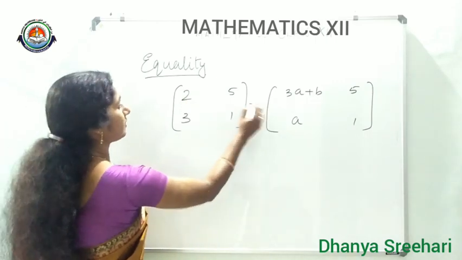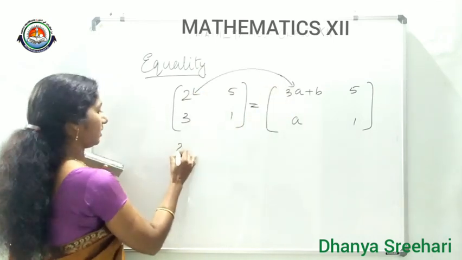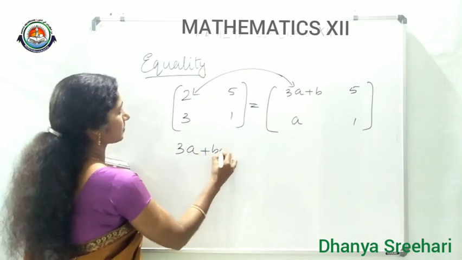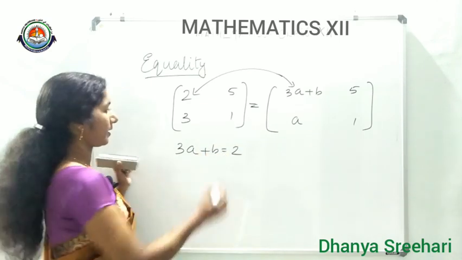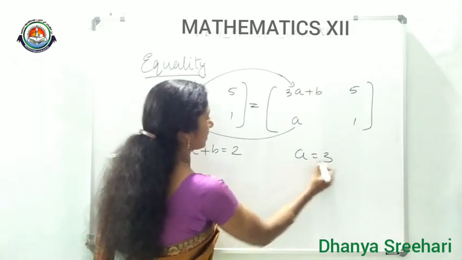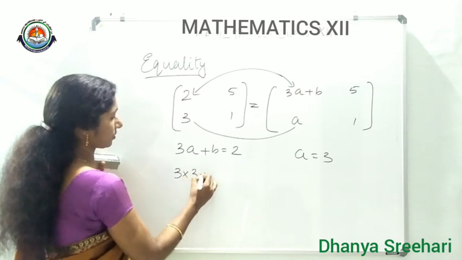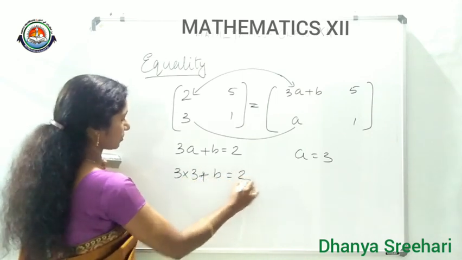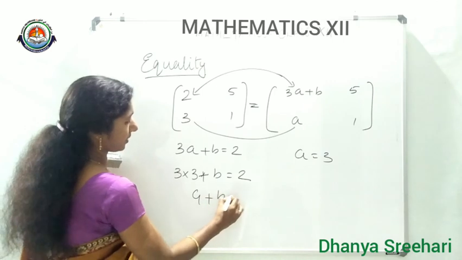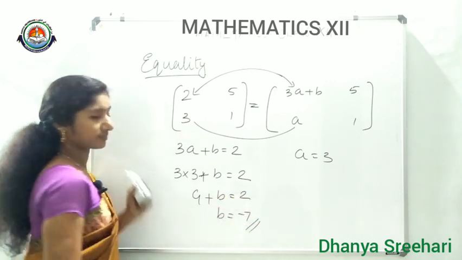Since they are equal, we can equate the corresponding terms. So, these two terms are equal. We can write 3A plus B is equal to 2. And see here, from these two we are getting A equal to 3. So, substituting A equal to 3 here, it becomes 3 into 3 plus B is equal to 2. So, 9 plus B equal to 2. So, B is equal to minus 7.